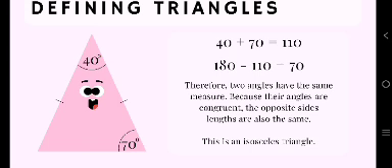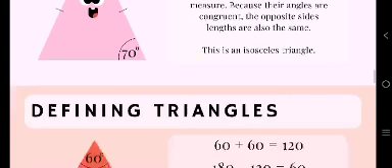Because their angles are congruent, the opposite sides' lengths are also the same. Now what is congruent? Congruent means having the same thing. When we have the same sides or same angles, then it is congruent. Triangles are congruent if they have the same three sides and same three angles. But here we have two same sides. Since we have two same angles, their two opposite sides will also have the same length. So this is the case of an isosceles triangle.